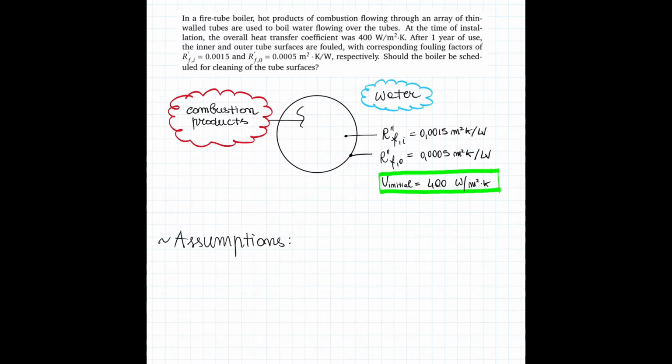In this question, we're given the overall heat transfer coefficient of the system as soon as it gets installed, and then we're also given the fouling factors at the inner and outer surfaces of the tube after 1 year.